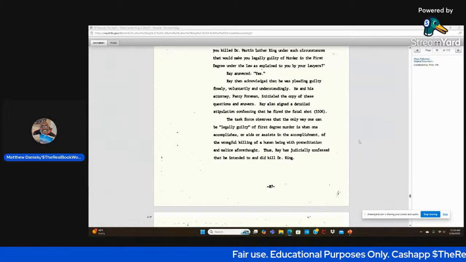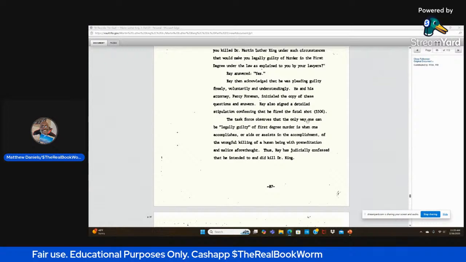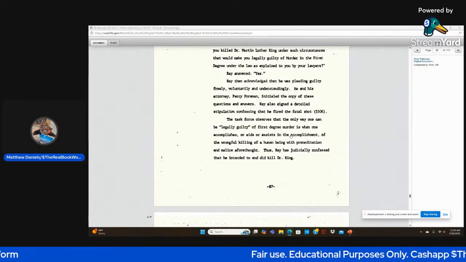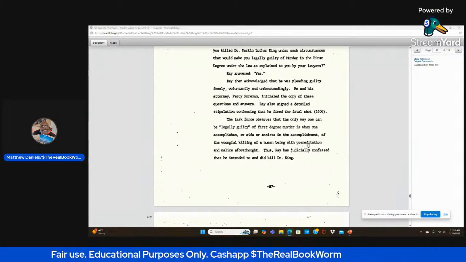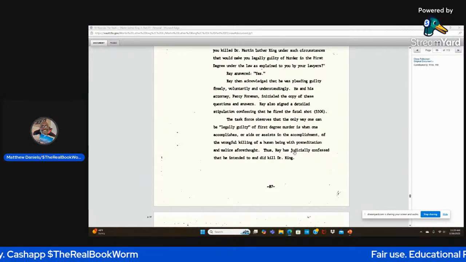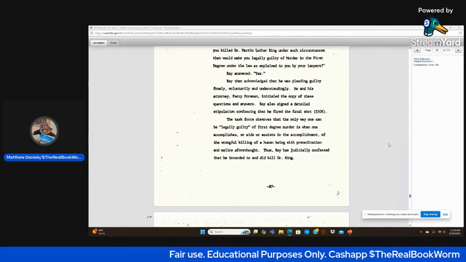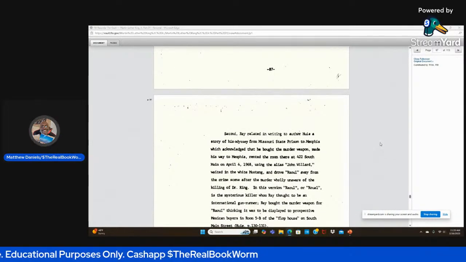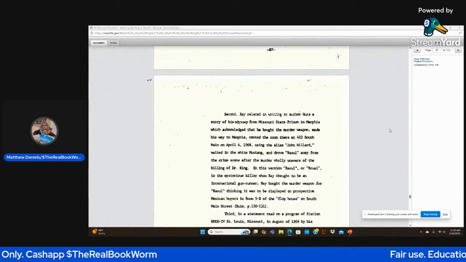Let's go on. Anyway, the task force observes that the only way one can be legally guilty of first-degree murder is when one accomplishes or aids or assists in the accomplishment of the wrongful killing of a human being with premeditation and malice aforethought. Thus, Ray has judicially confessed that he intended to and did kill Dr. King. We still don't know why. We still don't know why this escaped prisoner just bought a rifle and went to go kill him after seeing a hypnotist.